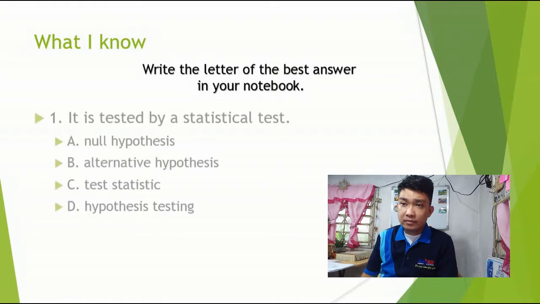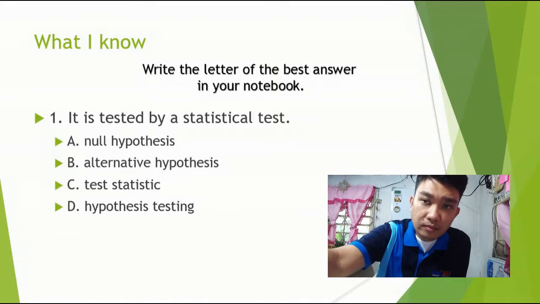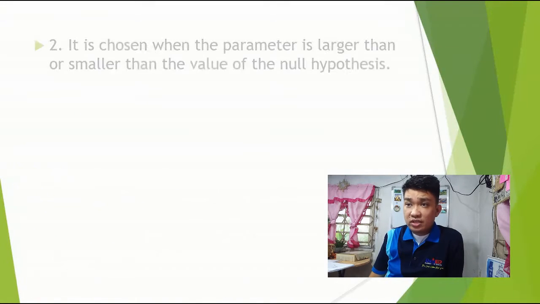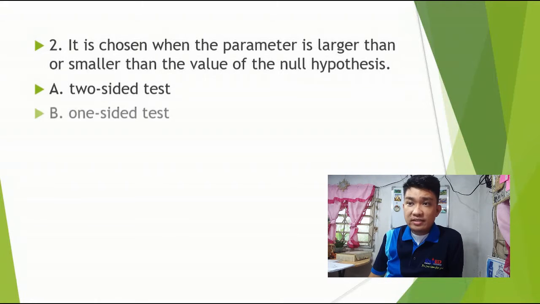Number 1. It is tested by a statistical test. Letter A, null hypothesis. Letter B, alternative hypothesis. Letter C, test statistic. Letter D, hypothesis testing. Number 2. It is chosen when the parameter is larger or smaller than the value of the null hypothesis. Letter A, two-sided test. Letter B, one-sided test. Letter C, parametric test. Or letter D, non-parametric test.